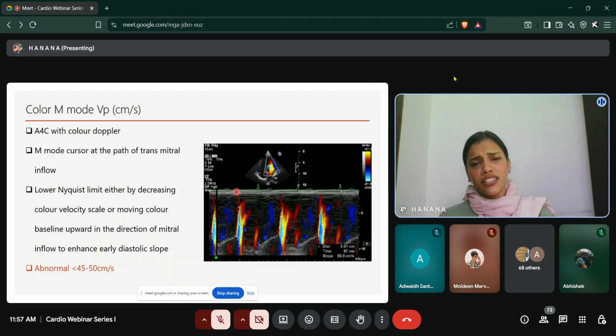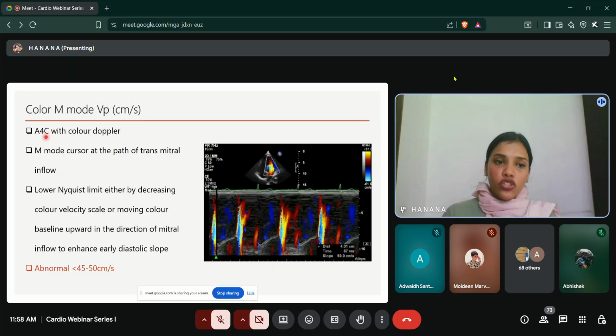And color M mode VP, which is also a higher level topic, but you should be well aware of it because it's very crucial nowadays. Here we do an apical four-chamber view, and you should put on the color Doppler and now place the M mode cursor. You take the M mode cursor from the machine settings and place it here, like you are seeing this little yellow dotted line. Here we can see the apical four-chamber view. The color is on, and the color sector is adjusted from the apex of the patient to just below the mitral valve.